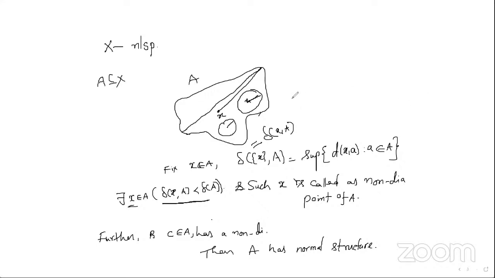Okay. So if we have a subset A of a nonlinear space, we say that A has a normal structure if every subset C of A has a non-diametral point. This means for every subset C, we will have an X such that the diameter from X to C will be strictly less than the diameter of C. If A satisfies that, we say that A has the normal structure.